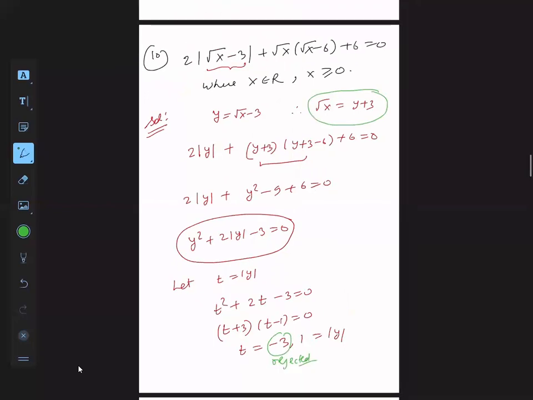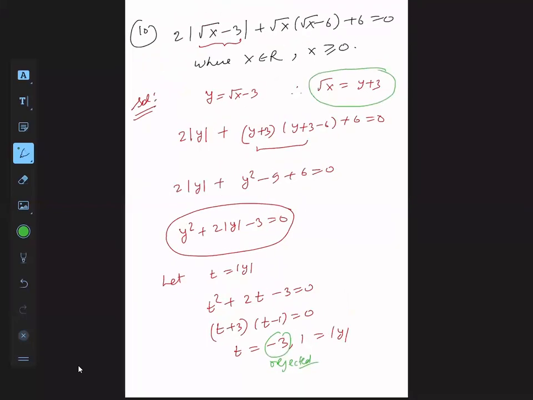So it is a very, very important problem. It came in JEE Mains 2018. It is a previous year problem. So it is a trending question.